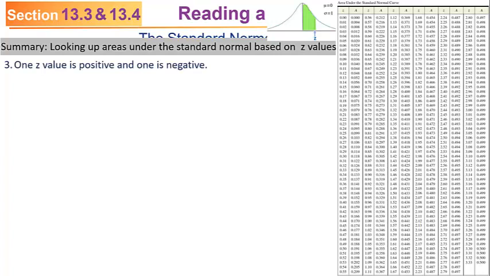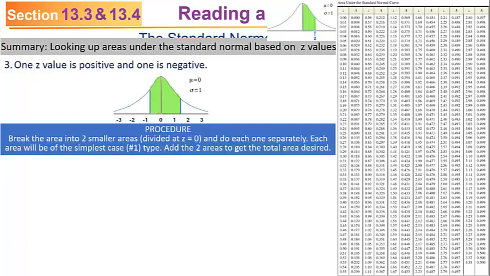Third case. One value is positive and one is negative. Whenever one value is negative, one's positive, that means z equals 0 is inside. And when that happens, you break the graph into two pieces. You treat each piece as a separate problem and add the results. And we did one of those, at least one of those.